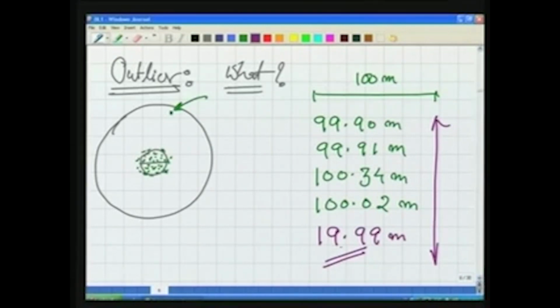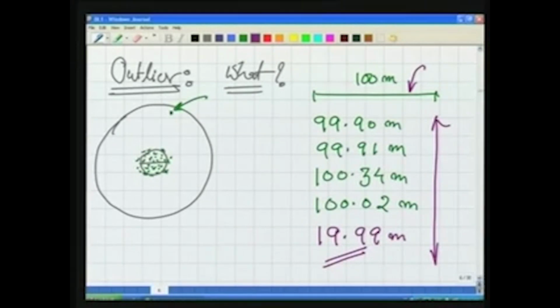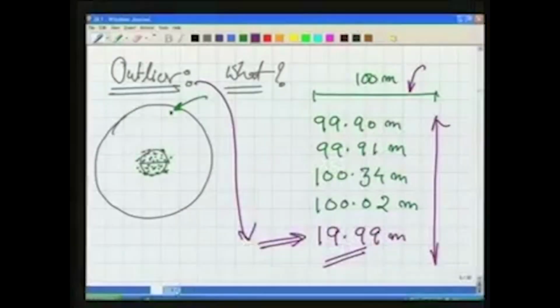Now, how did this observation come into this set of observations? Maybe you are making measurements of this length while your friend is recording the readings. Somehow he misses something, he misses writing 99.99, rather he writes 19.99. It's a kind of blunder, a mistake. So this kind of observation we also call an outlier. If there are outliers in our observations, we need to reject them, we need to eliminate them, so that our observations are purer. I will give you another example here, of how you can see the outliers.